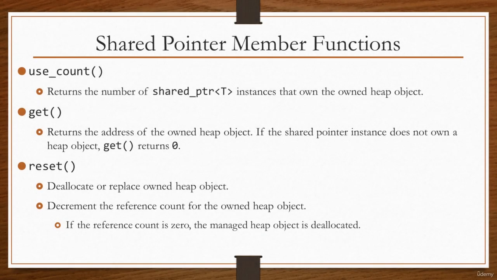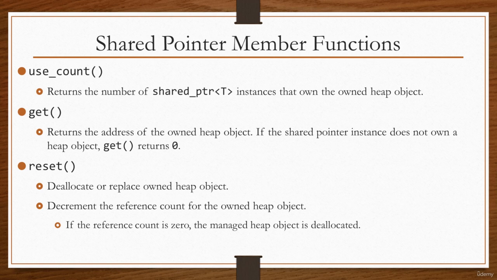So, a summary on some of the shared pointer member functions. We have the use_count member function that is going to return the number of shared pointer instances that own the heap object owned by this, this of course referring to the object on which we invoke the use_count function. Then we have the get member function, which is going to return the address of the owned heap object. If the shared pointer instance does not own a heap object, get is going to return 0.